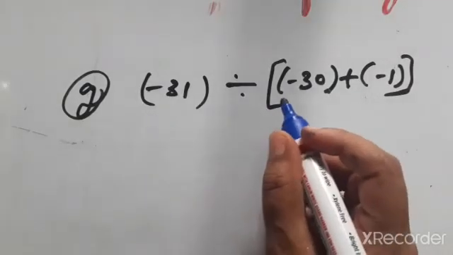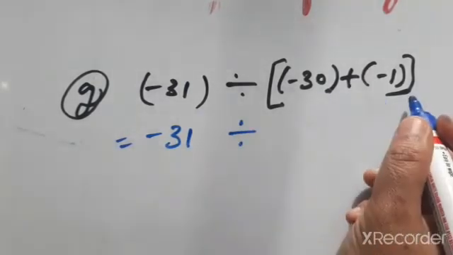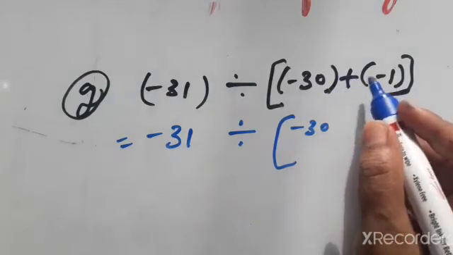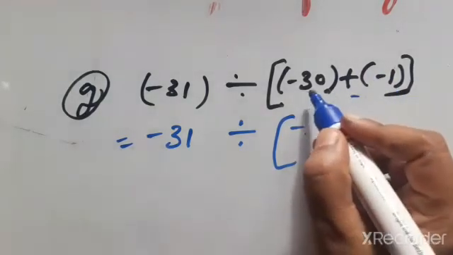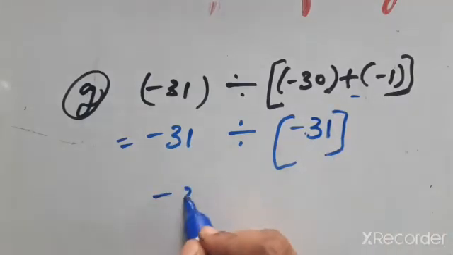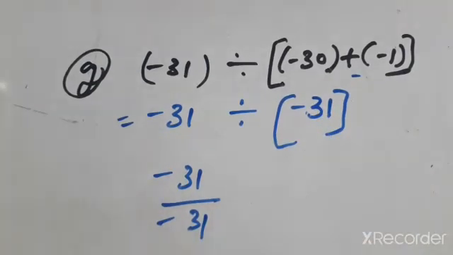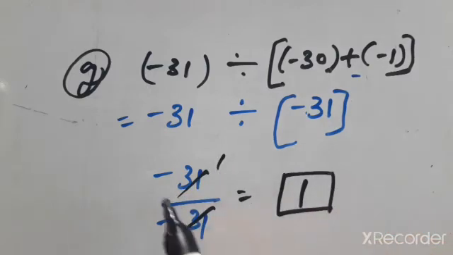Minus 31 divided by minus 30 plus minus 1. So minus 31 as it is, divided by, and simplify this first. Minus 30 plus minus 1 means plus into minus is minus. Minus 30 minus 1 is minus 31. Same symbol means we have to add. So minus 31 divided by minus 31. 31 ones are 31. So the answer is positive 1, because minus into minus is plus. Answer is 1.